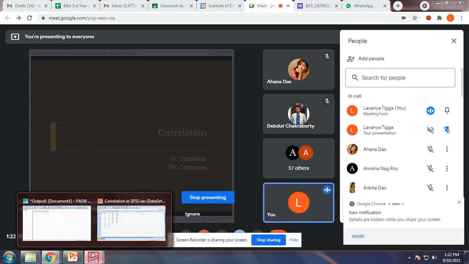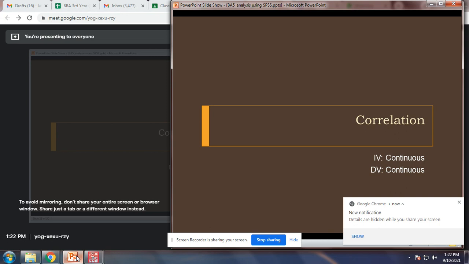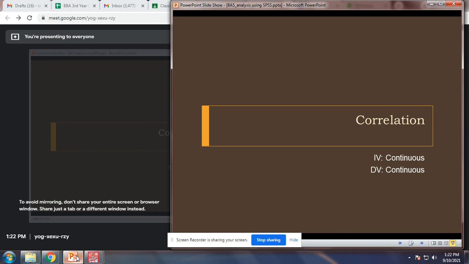The first one, the cross tabulation and the chi-square test, where both the independent variable and the dependent variable are categorical in nature. Then we had seen compare means, and in that specifically independent sample t-test, where the independent variable was categorical in nature and dependent variable was continuous in nature.